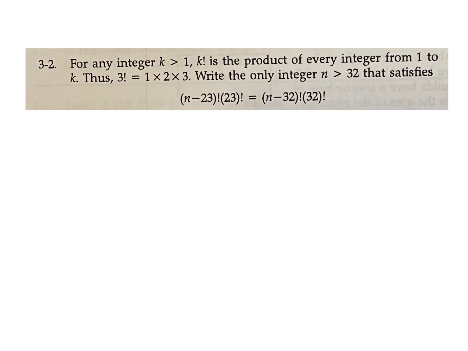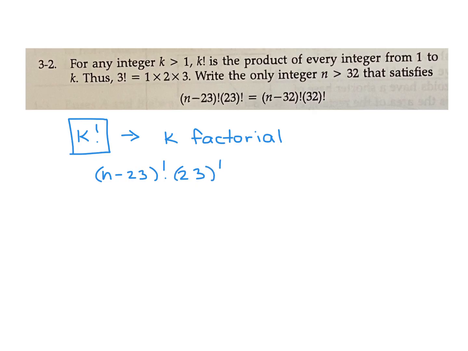For any k greater than 1, k exclamation mark is the product of every integer from 1 to k. Thus, 3 exclamation mark is 1 times 2 times 3. Right? The only integer n greater than 32 that satisfies. Now, I kept saying exclamation mark, but this is actually written as k factorial. That is the term that they use to describe that type of a symbol. Okay, so let's see what we have. n minus 23 factorial times 23 factorial is equal to n minus 32 factorial times 32 factorial.